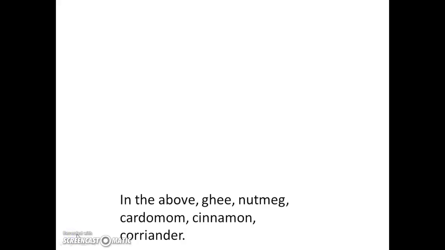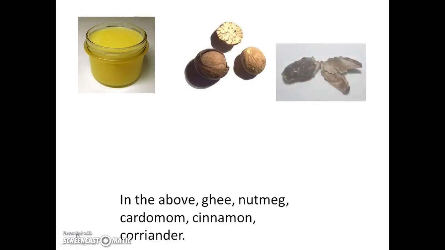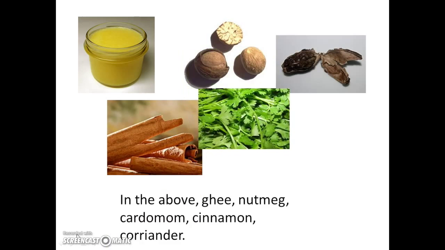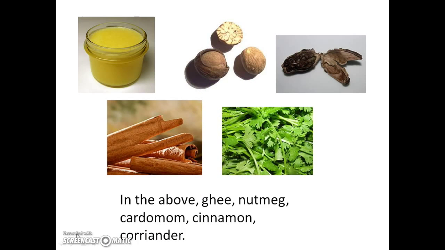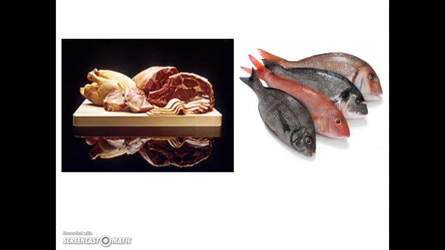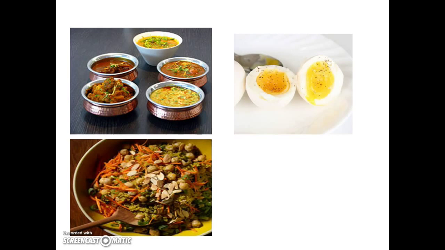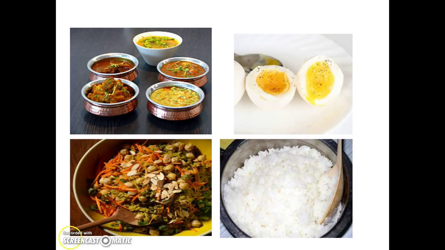A part of the ingredients are the spices. Some of the spices are ghee, nutmeg, cardamom, cinnamon, and coriander. Others are also included, such as onions, garlic, and bay leaves. Meat and fish are usually cooked with the biryani to give more taste. These are some of the side dishes. Other side dishes include curry, salad, and boiled egg, and rice is also one of the main ingredients.